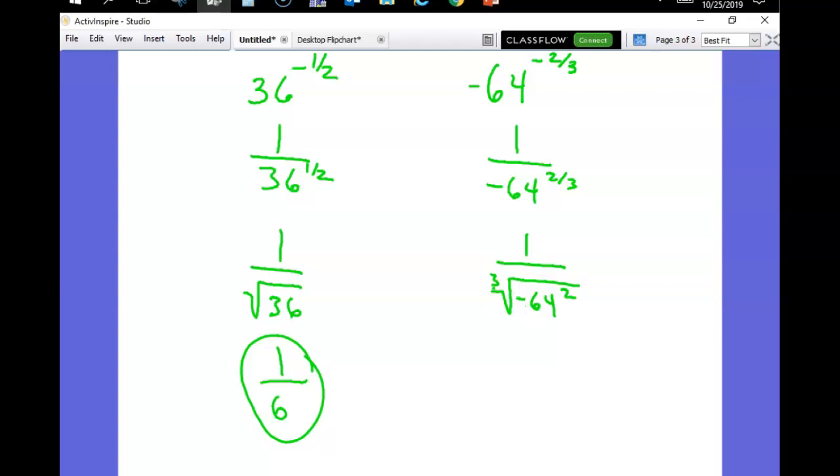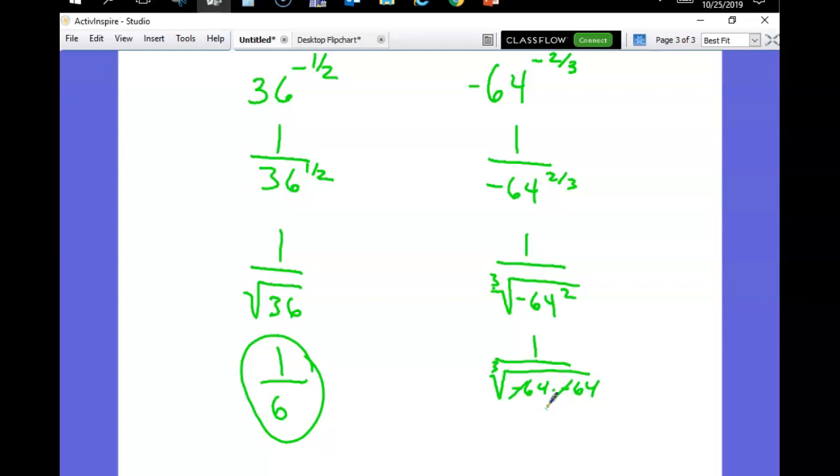Let me tell you why. Because that's not just a negative 64. What is that? It's a negative 64 squared, right? And when you have 2 negatives, what happens? They cancel each other out. So you've got a negative 64 times a negative 64. The negatives, they're not there. So that's where you probably lost it.